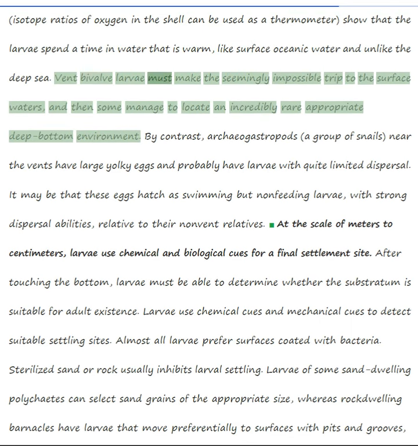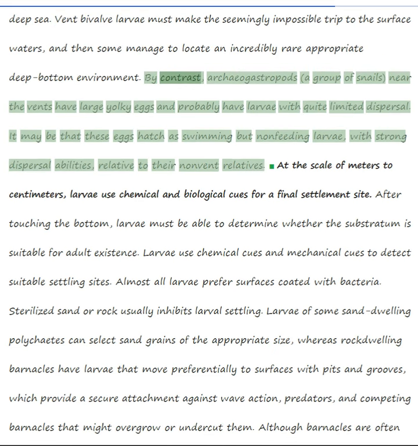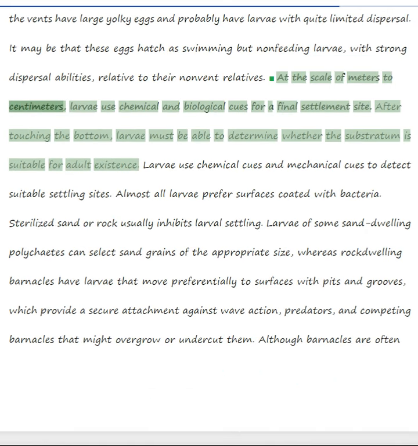Vent bivalve larvae must make the seemingly impossible trip to the surface waters, and then some manage to locate an incredibly rare appropriate deep bottom environment. By contrast, archaeogastropods near the vents have large yolky eggs and probably have larvae with quite limited dispersal. It may be that these eggs hatch as swimming but non-feeding larvae, with strong dispersal abilities, relative to their non-vent relatives. At the scale of meters to centimeters, larvae use chemical and biological cues for a final settlement site.